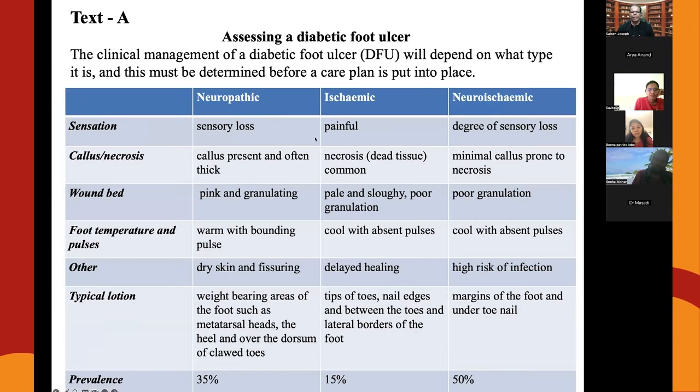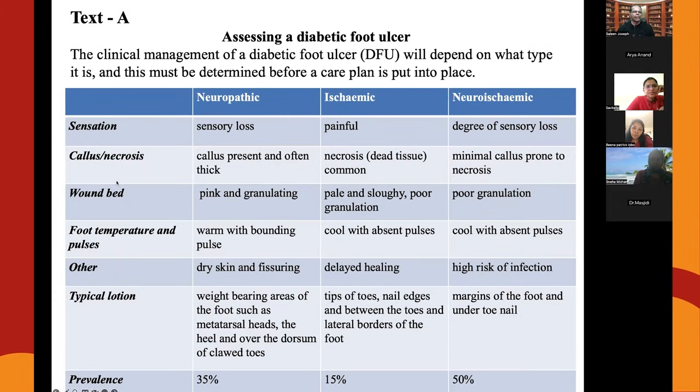And text A, classification or assessing a diabetic foot ulcer. Could you tell me what you have to look for? What is important here when you skim through? Headings. Heading, okay. Diabetic, subheading. What are the subheadings? Neuropathic, ischemic, neuroischemic. Okay. These are the main things. Then if you have time, you can just glance through these things.